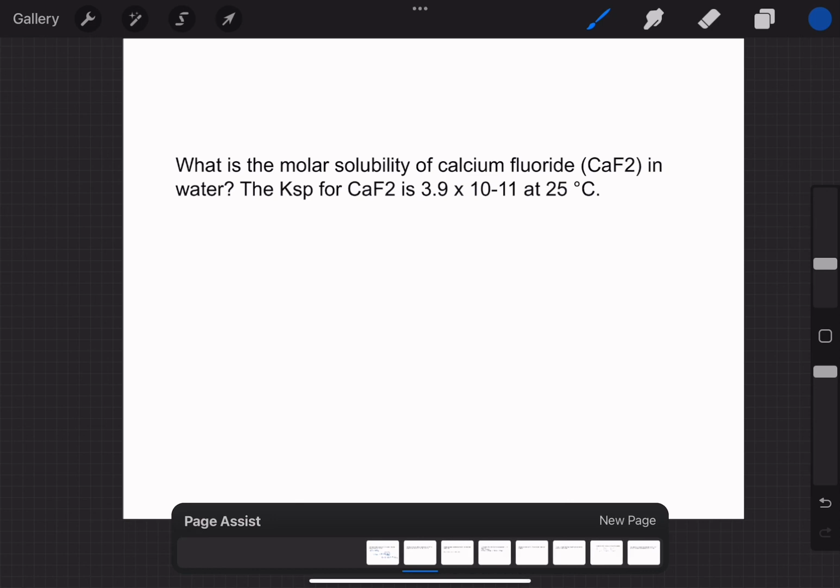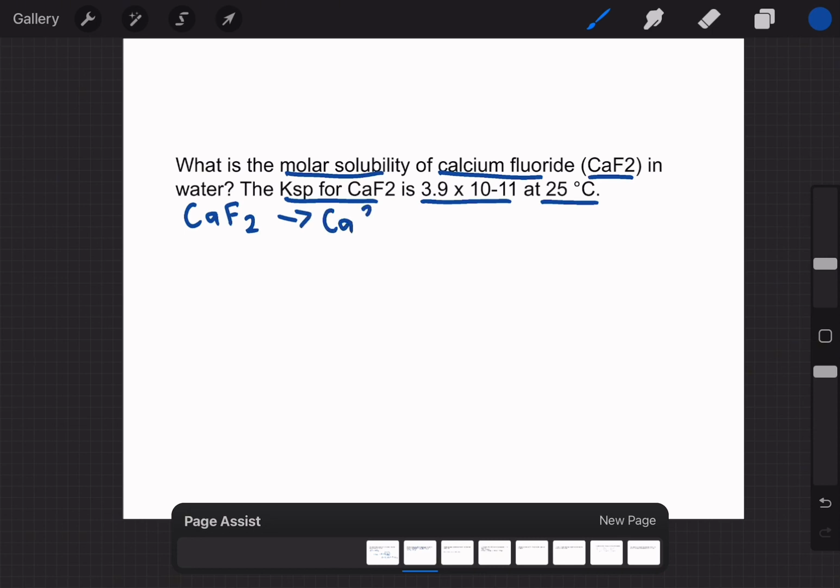Okay, and now we're doing molar solubility of calcium fluoride. Okay, Ksp for CaF2 is 3.9 times 10 to the power of negative 11 at 25 degrees Celsius. So as we wait for it to load up, I'm going to give you this moment to try to answer the question on your own. Once again, make sure you fully write out your formula before doing anything else.